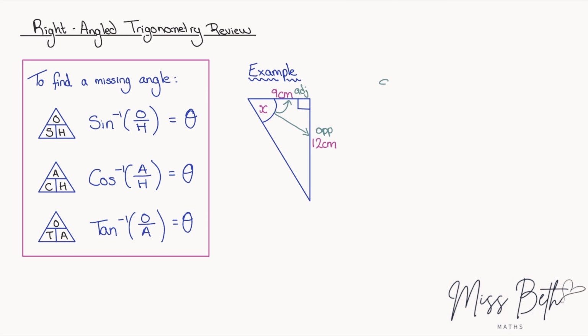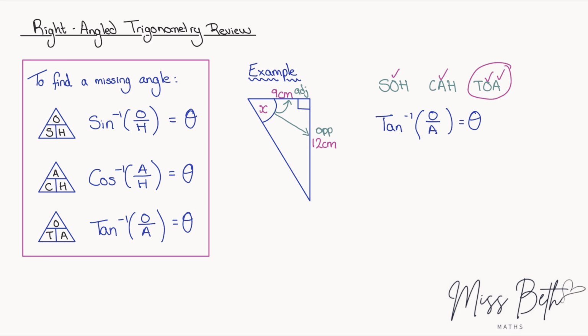Okay, so SOHCAHTOA. Let's tick off what we have here. We've got the opposite and I have the adjacent. So my ratio for this question is going to be tan. So inverse tan, because I'm finding an angle, and it's going to be the opposite over the adjacent, and that will tell me what theta is.